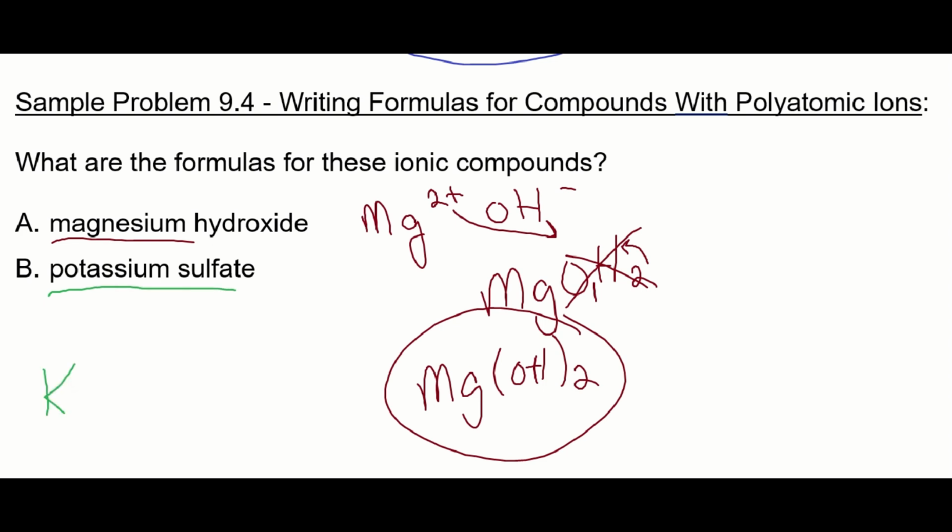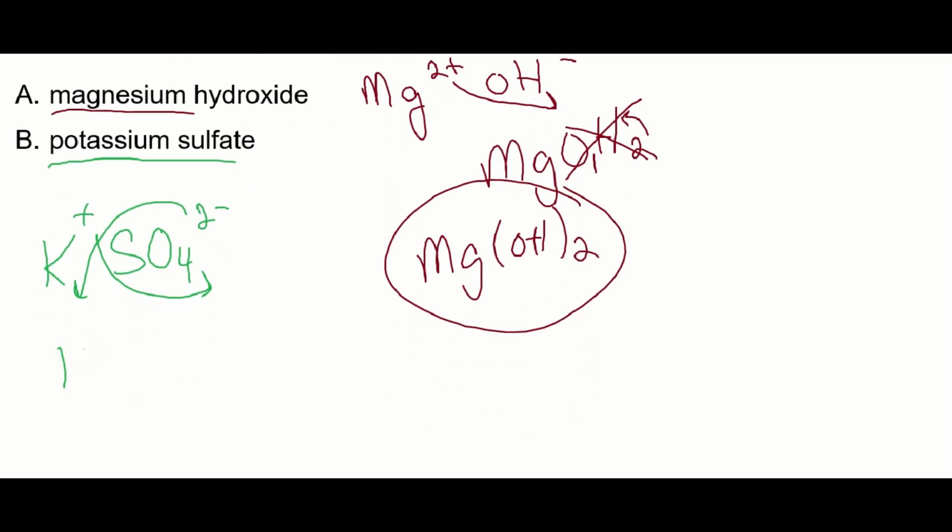All right, potassium sulfate. Potassium is symbol K. That's a 1 positive charge, and sulfate is SO4 with a 2 negative charge. Bring that 2 out there, bring that 1, it's not going to matter, so it's going to be K2SO4. Now, don't put parentheses if you only have 1 of those polyatomic ions.